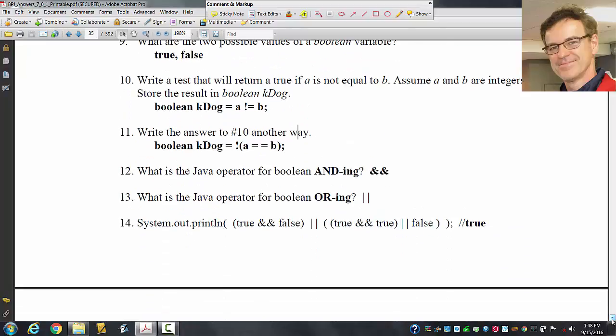Number 12, the AND operator is the ampersand, the shifted 7 key. The OR operator is what our narrator calls those pipes.